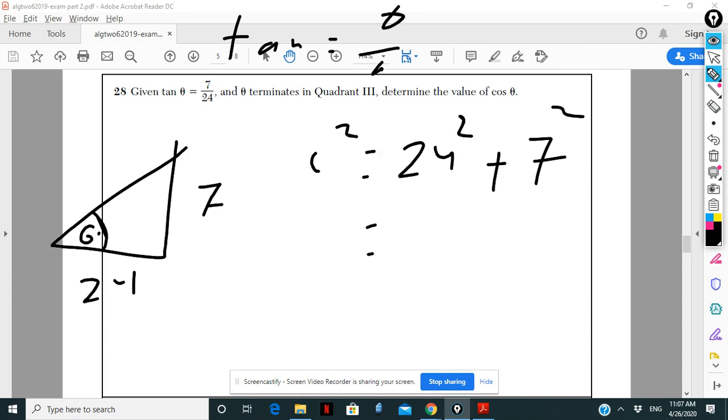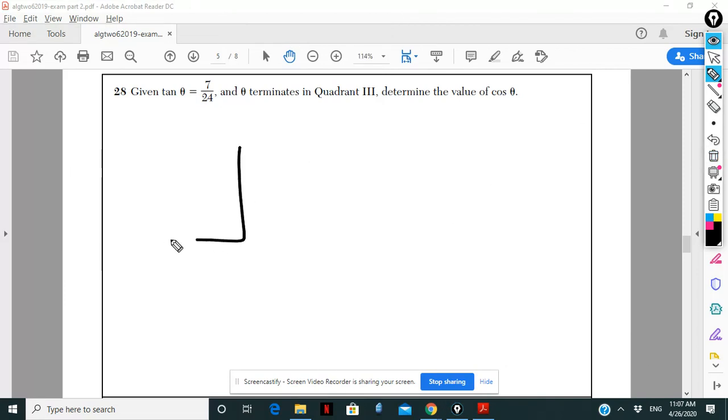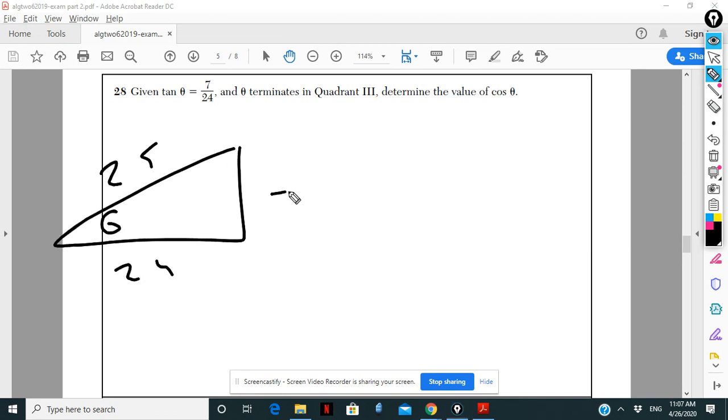24 squared is 576, plus 49, giving me 625. So the square root of 625 is 25. So that side is 25. Now I know the triangle. Here is theta, that's 25, 24, and that's 7.